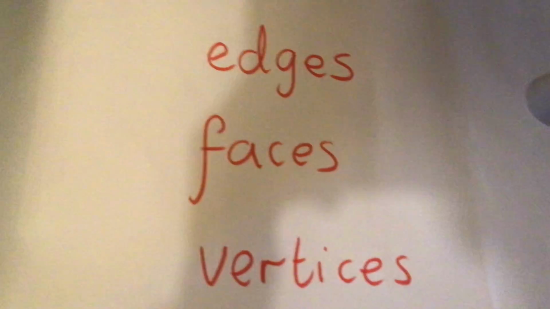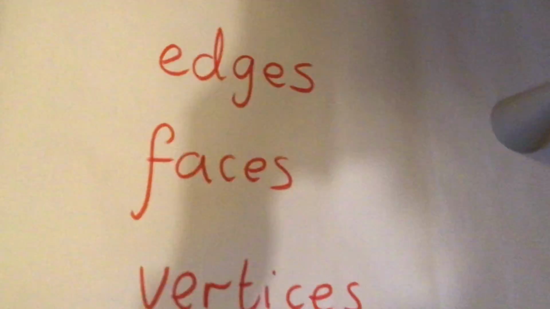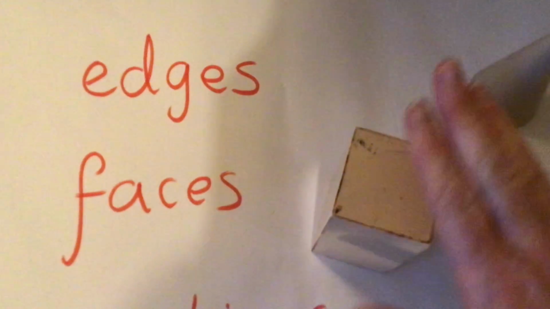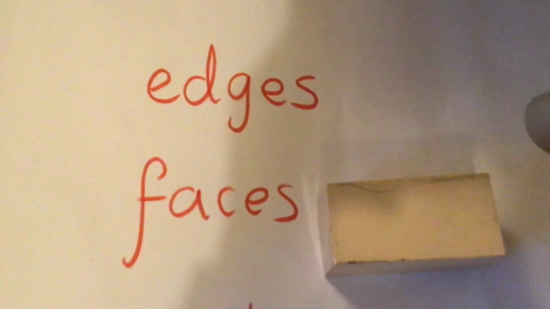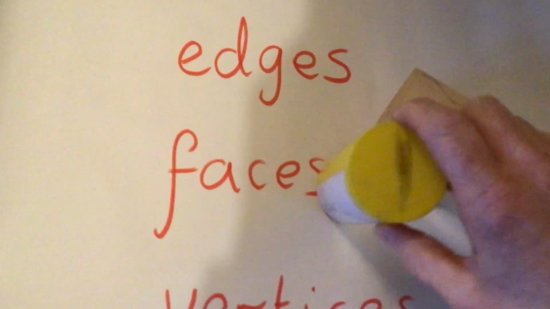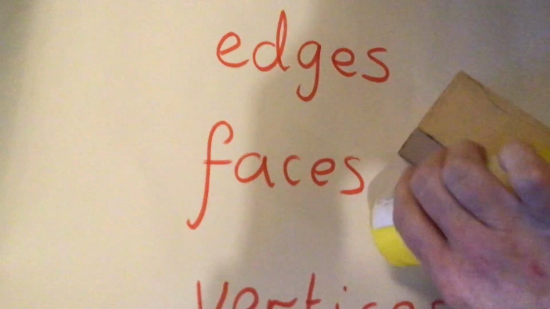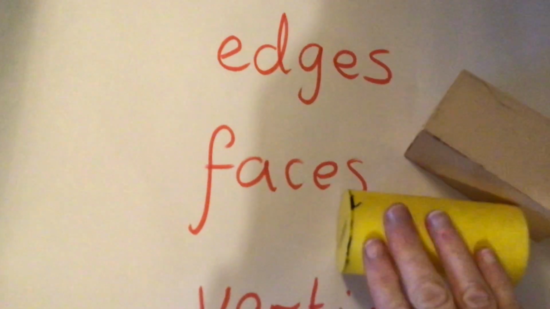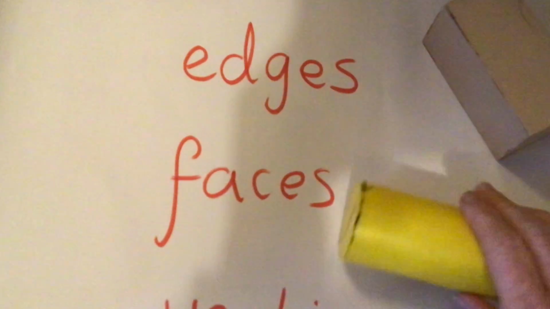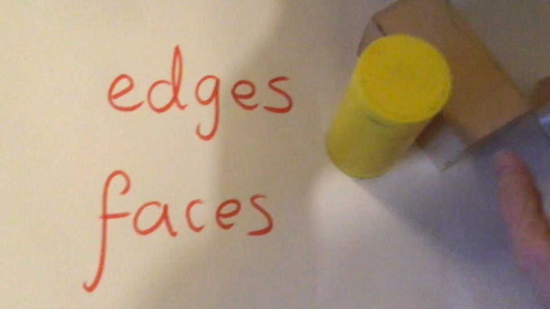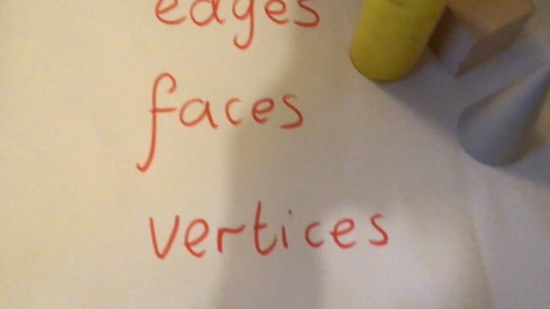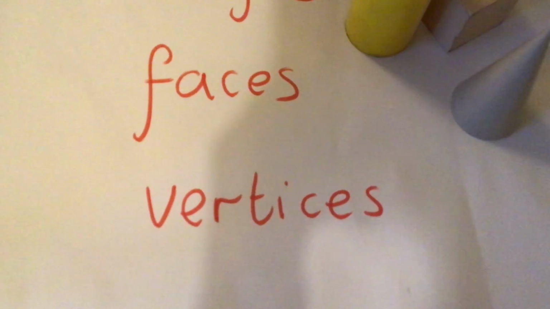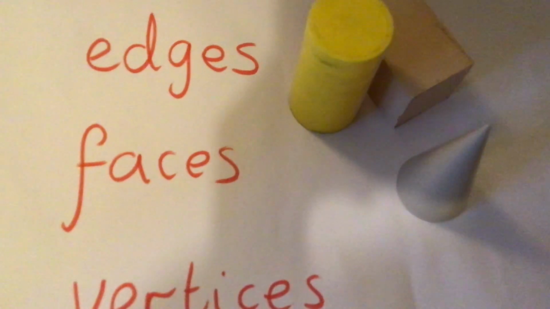Faces. Faces are always the bit you can put your hand on. So we've got faces on here. This is a face. This is a face. On the cylinder, this is a face. And here, but also this curved face all the way around. Faces. It's the biggest part of the shape. Vertices. Vertices are those corners or points.